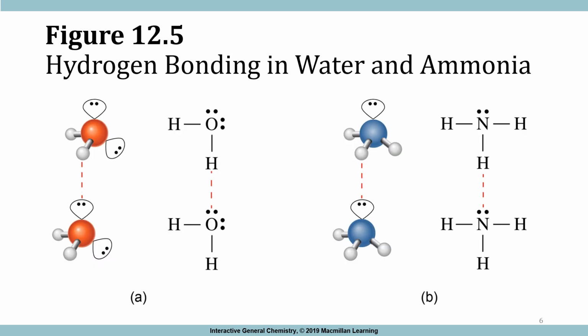Figure 12.5 is just showing hydrogen bonding in water and ammonia. Both water and ammonia have hydrogen bonding. If we look at the Lewis structure of water, of course, that oxygen is much more electronegative, so it's going to be pulling towards those oxygens. And also it's an oxygen connected to a hydrogen. So that positive hydrogen atom is going to be very attracted to the negative oxygen atom. And then if we look at ammonia, ammonia has nitrogen connected to 3 hydrogens and that lone pair.